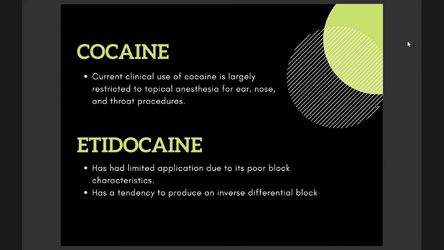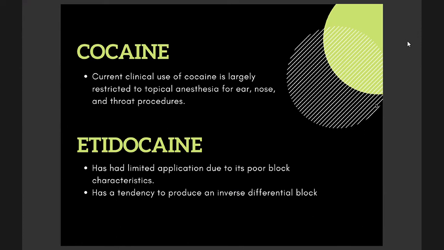Etidocaine has had limited application due to its poor block characteristic. Etidocaine is another amide local anesthetic. Cocaine is an ester local anesthetic. It has a tendency to produce an inverse differential block.